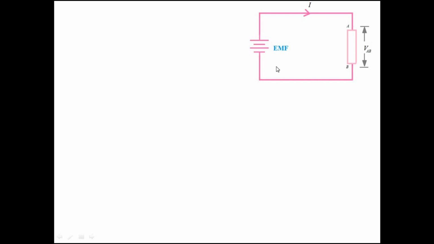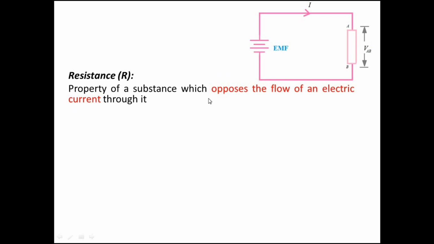Now we have defined the EMF, and through a conductor AB the current is flowing. This conductor has a property to oppose this current. This is called the resistance of the conductor. The property of a substance which opposes the flow of an electric current through it is called resistance R, and the unit of resistance is ohm. It is represented by the Greek letter omega.